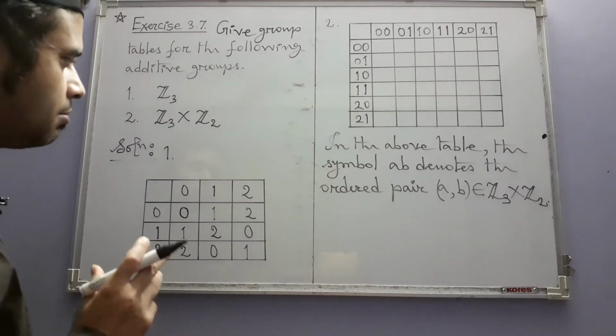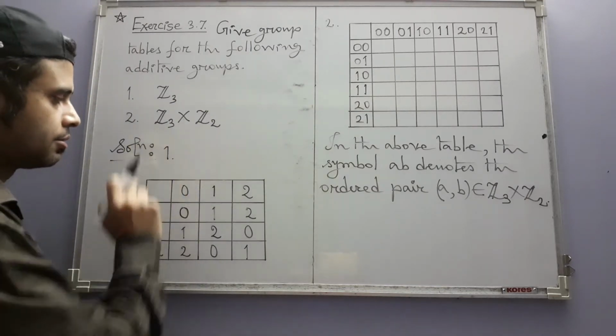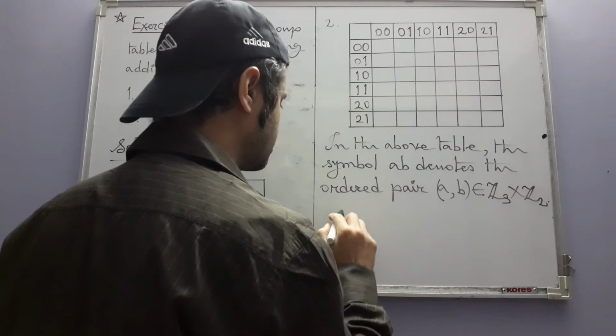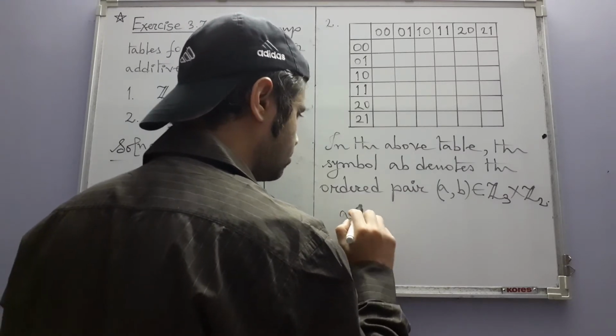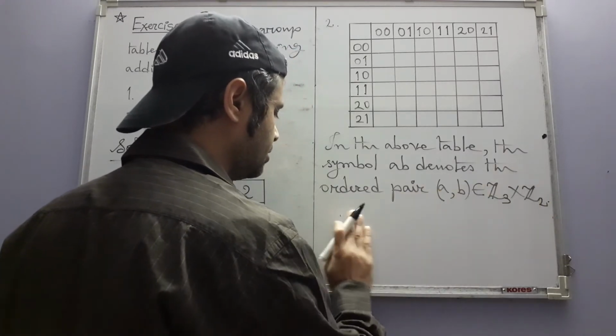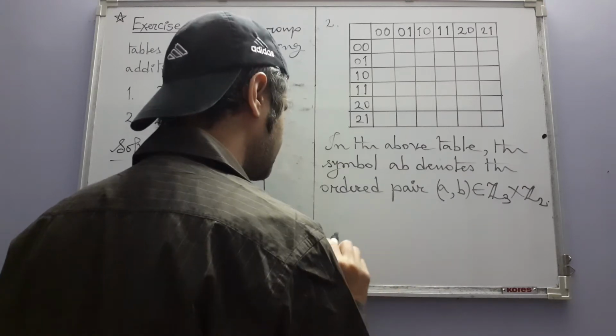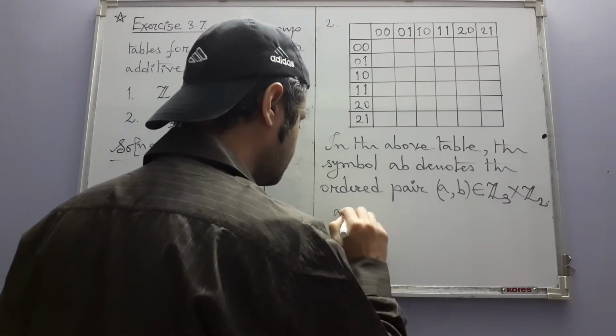And what is the binary operation in this product? It is just simply this. If you have 2 elements, say you have (A, B) here, and you have, say, another element (C, D).